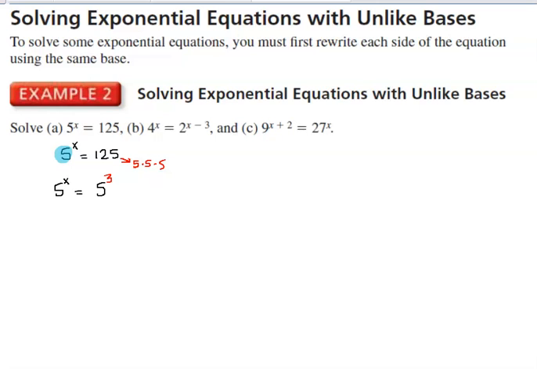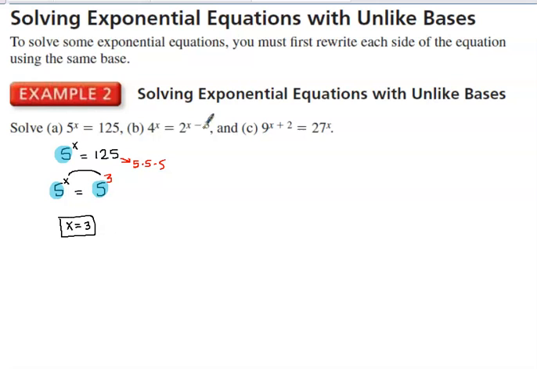And now we can use the strategy that we used on the first few slides. Because the bases are the same, I have a base of 5 and a base of 5, that means that these exponents have to be equal. So x would have to equal 3.